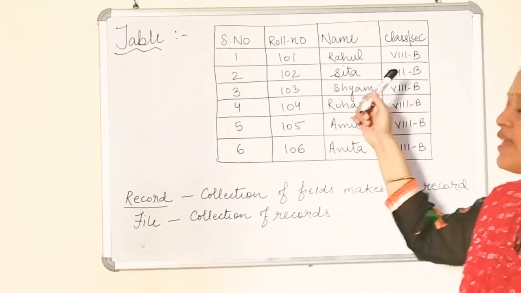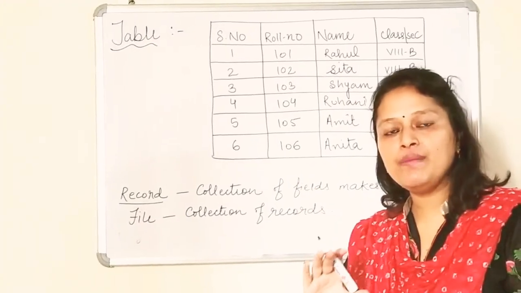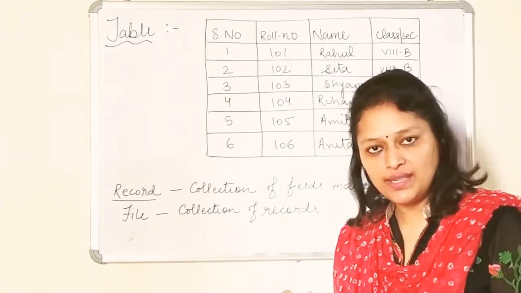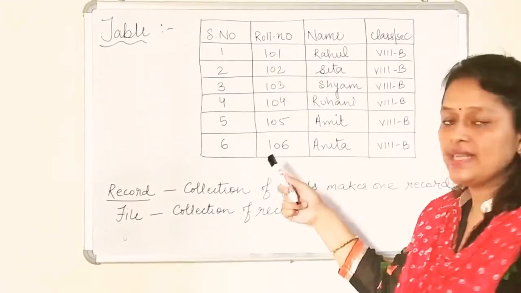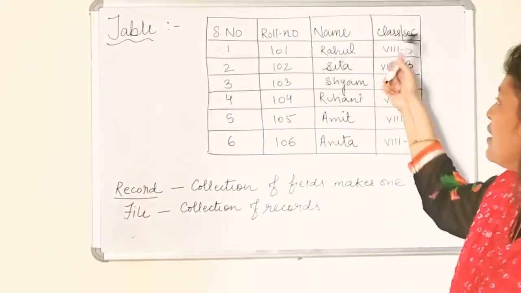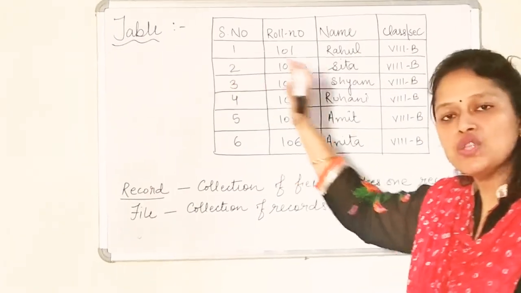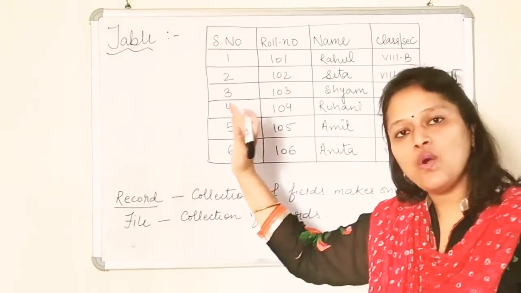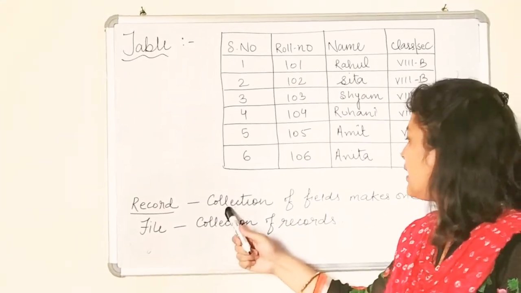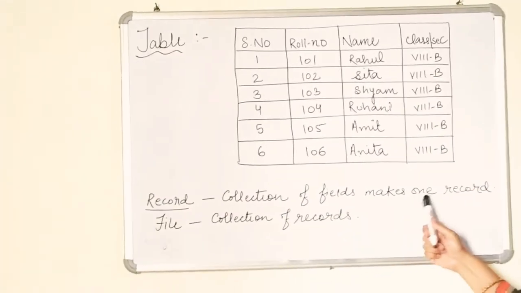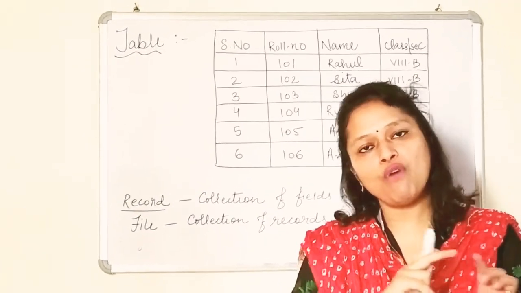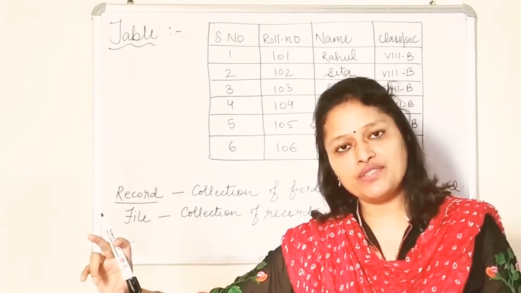Okay. So this is very important that you should select the field names according to what kind of data is there in that field. Now these are field names. Now the rows. The horizontal ones are called rows. Rows are called records. Now what is a record? Collection of fields makes one record. Now this is very important that one record should have all the fields in that record.